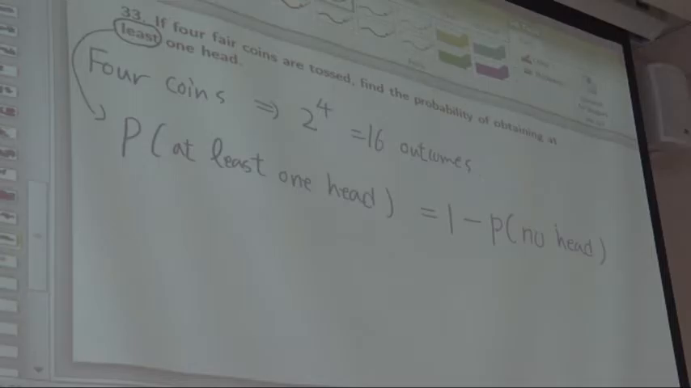Can you go back to 32? Not yet. We have to move forward, and then we will go over it. So no head is how many? No head means all tails. What is the outcome for all tails? There is only one possible way to get all tails, which is 1 over 16, so we got 15 over 16.